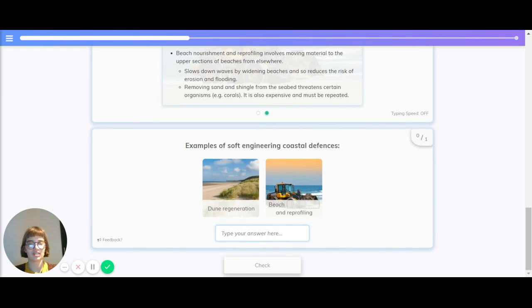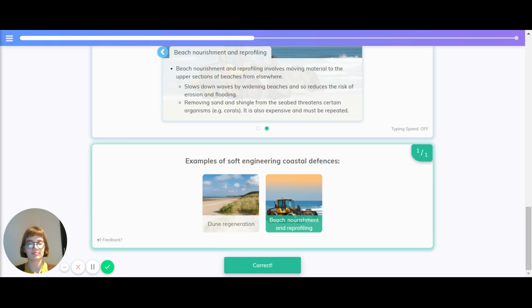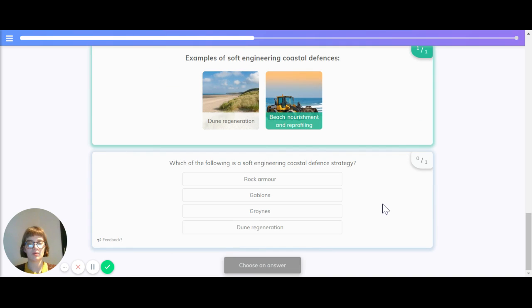All the different examples of soft engineering coastal defences. They are dune regeneration and beach nourishment and reprofiling. Which of the following is a soft engineering coastal defence strategy? Rock armour, gabions, groins, or dune regeneration? Correct answer is dune regeneration.